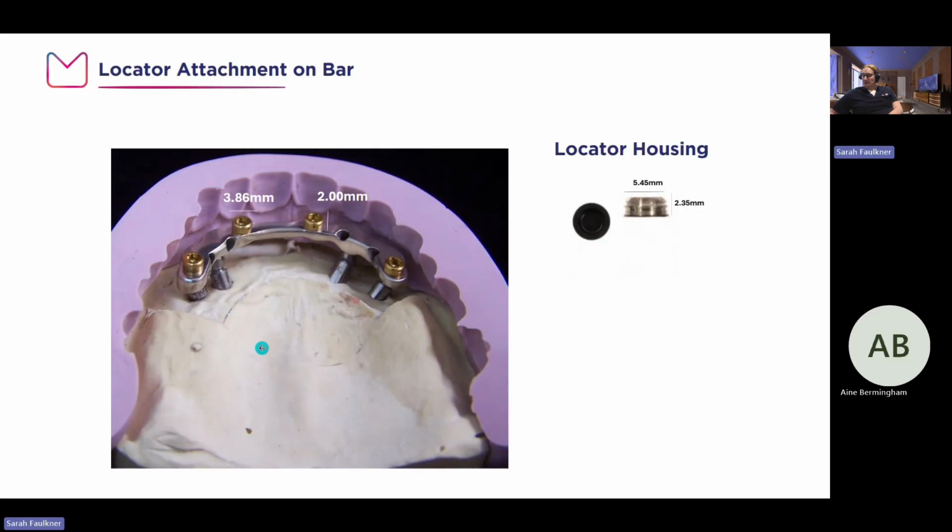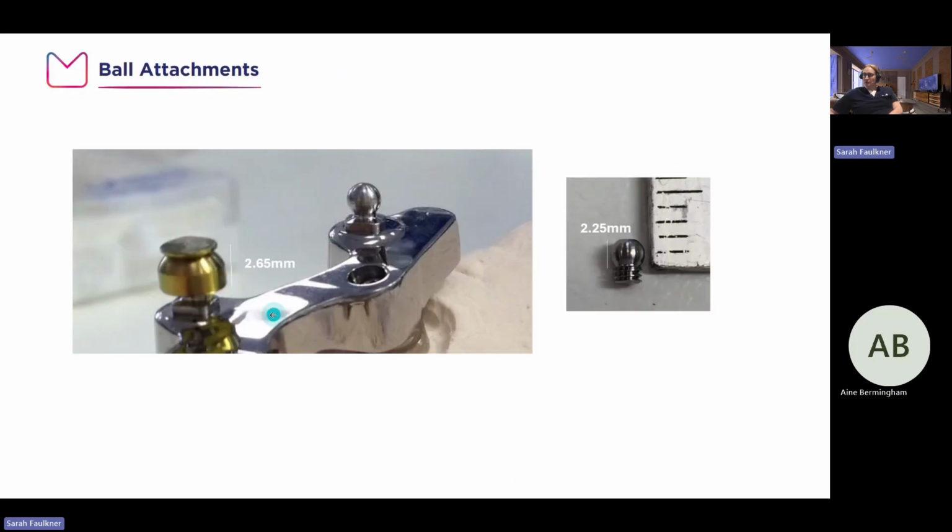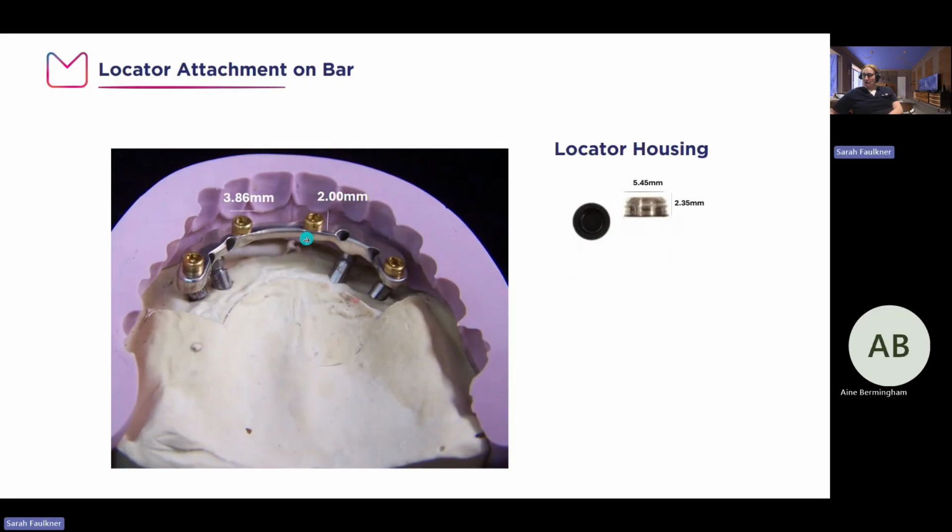You can actually put the locator attachment onto a bar. Like previously we just looked at, you can actually put the ball attachment into the bar. These are tapped in, so therefore they can be unscrewed. Same as locators, the bar is milled and the thread is an M2 thread. So that is tapped in there, and then you order your attachments and the technician will torque them onto the bar.